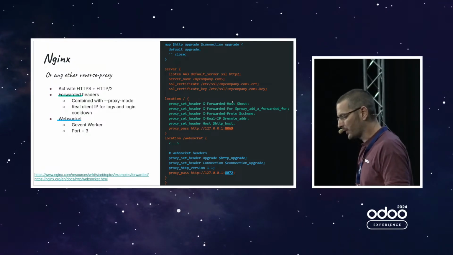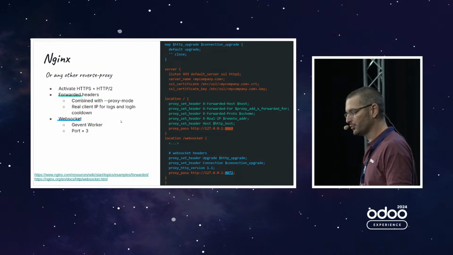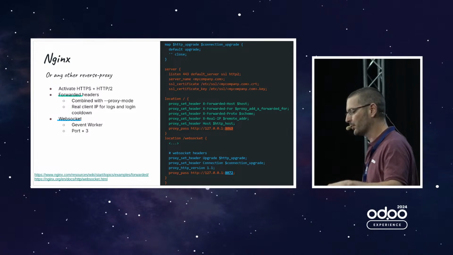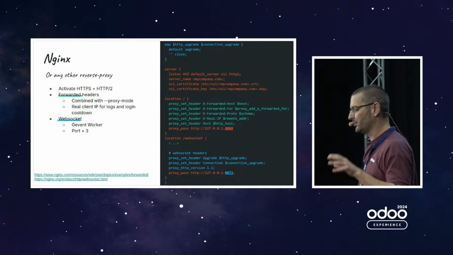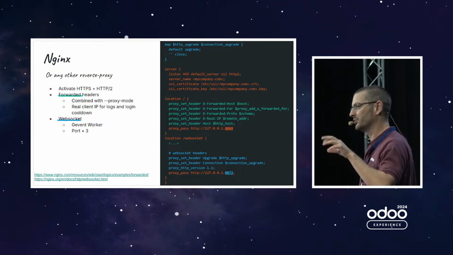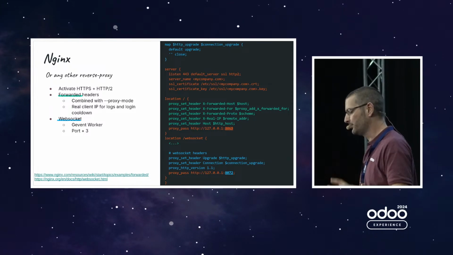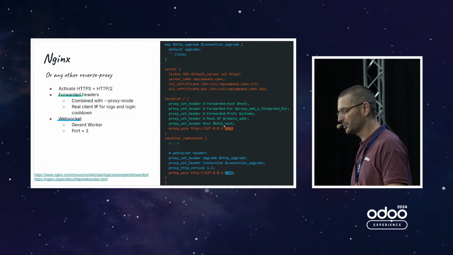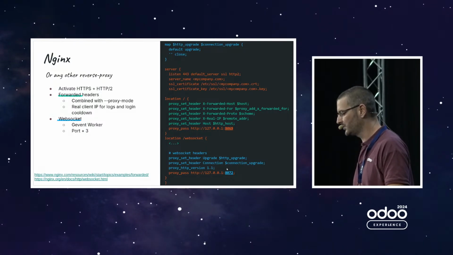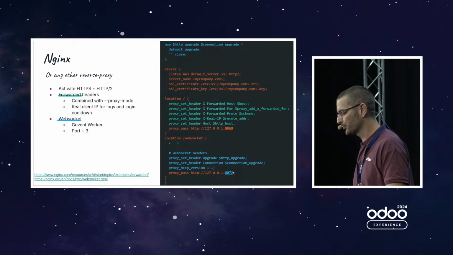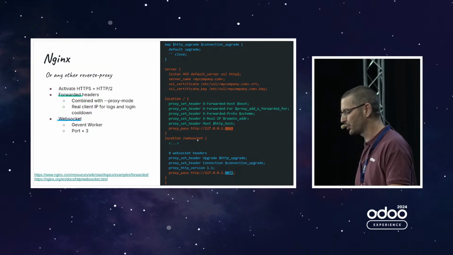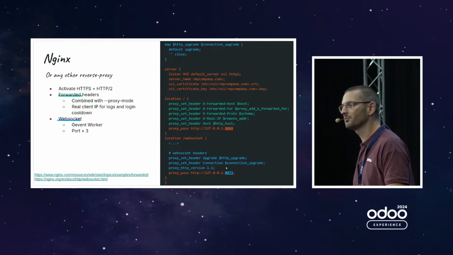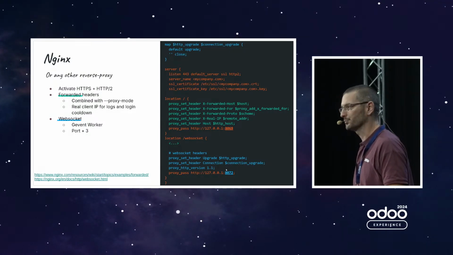The WebSocket part, so I won't go into the details of the WebSocket. You just need to know that it runs on a separate worker, a gevent worker, and the worker doesn't listen on the same port as Odoo. So Odoo's default port is 8069 here, and the gevent worker will listen on the 8072 port. So you need to make sure to redirect the WebSocket controller to the 8072 port.